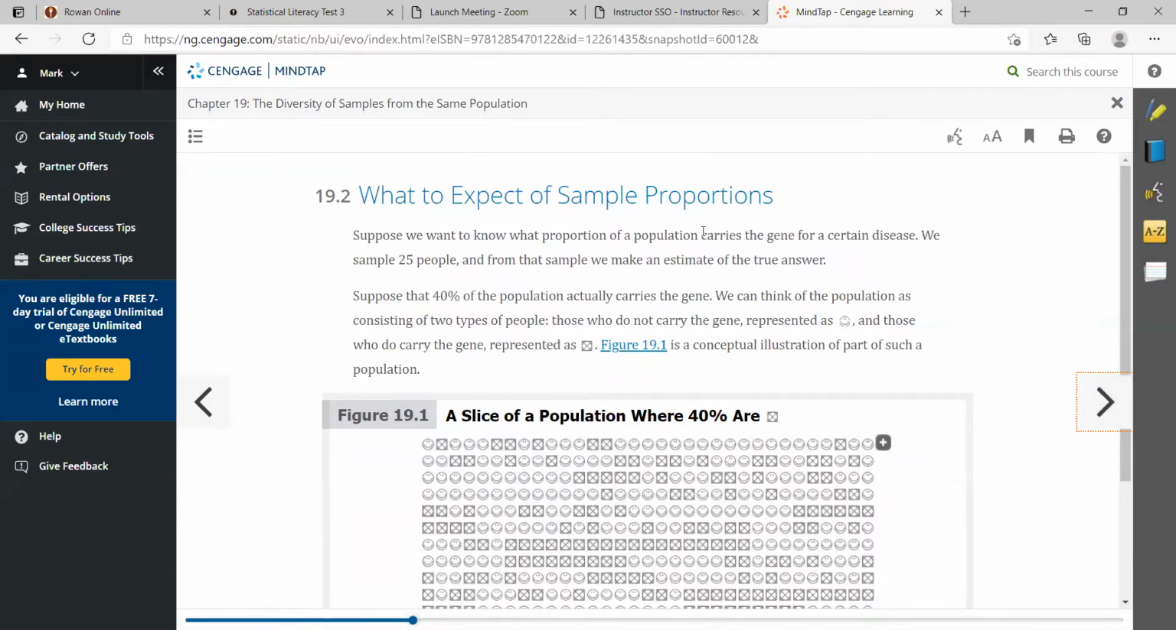Now, you all know what a proportion is. I hope by now you know what a proportion is, right? We have a category, and we're counting the number of people or things in that category. And the proportion would be the number that we count that have a certain characteristic divided by all the people that we're looking at. Right?